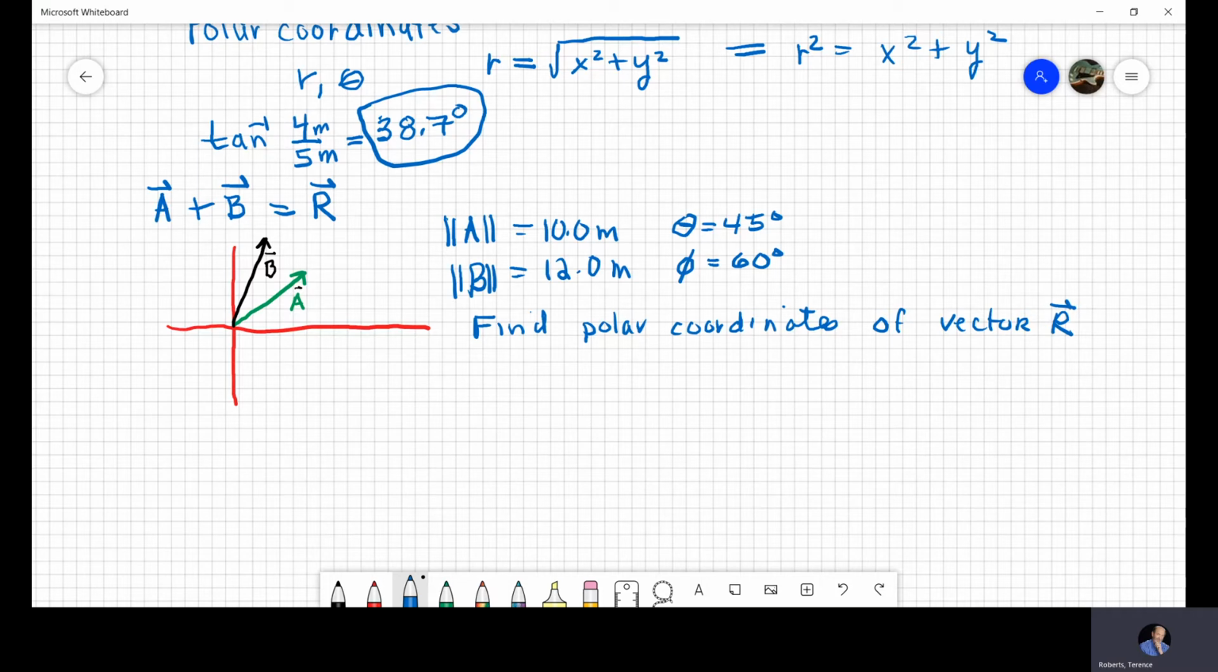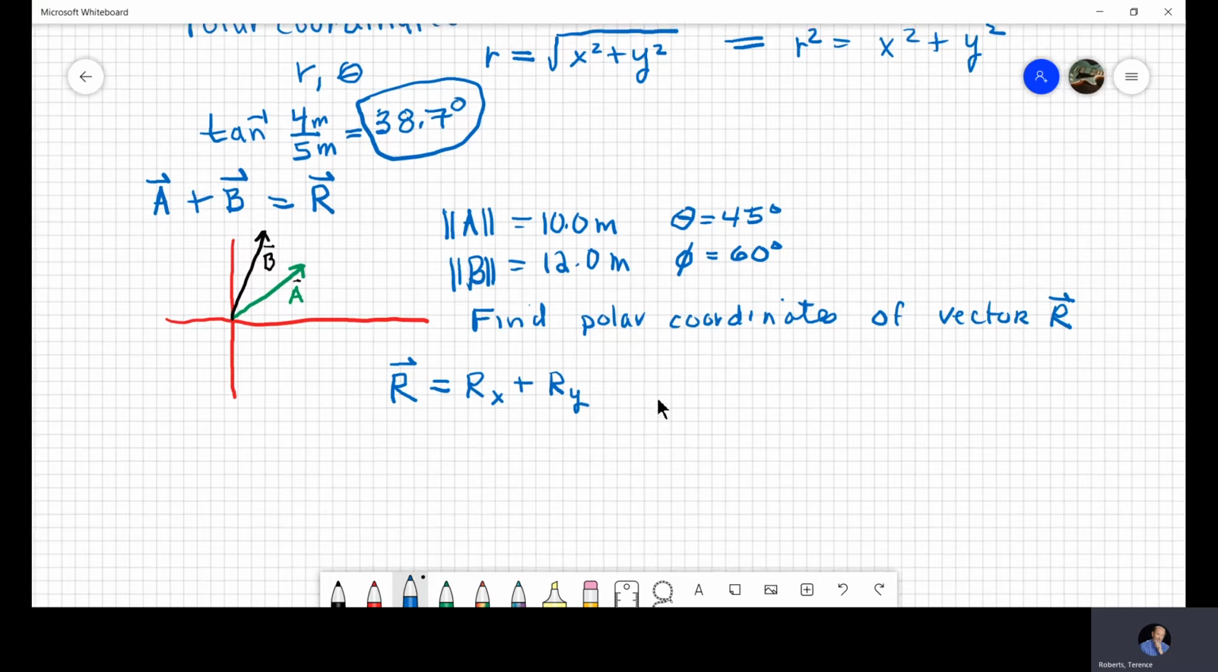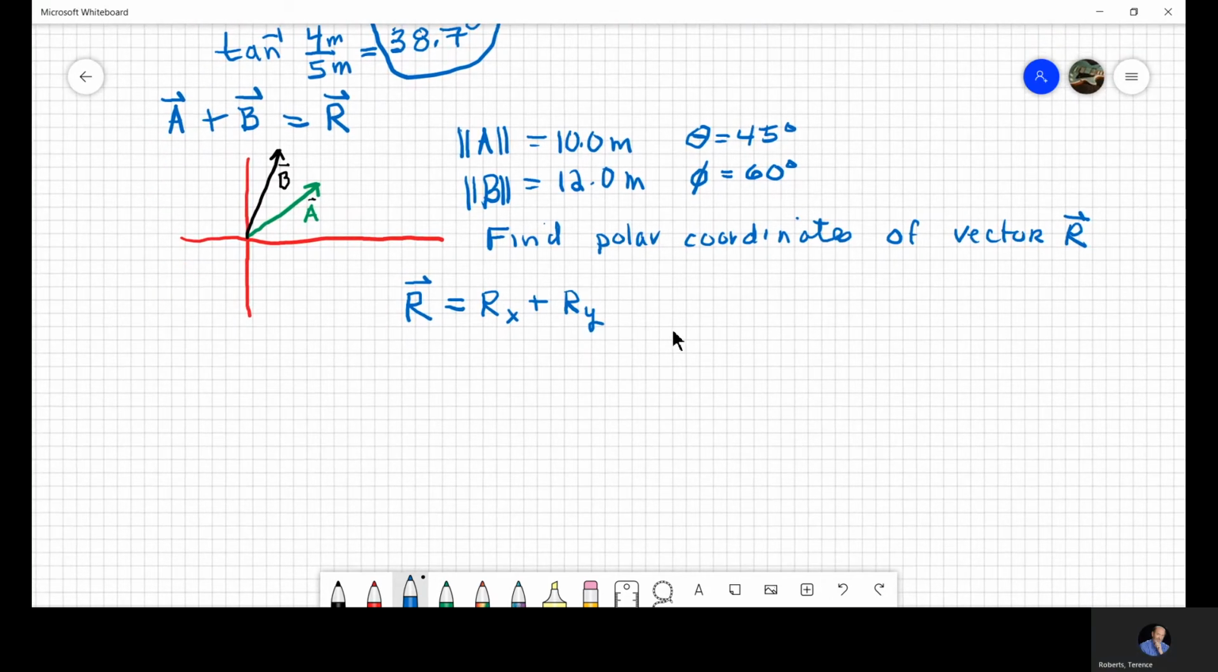Well, first of all, remember that vector R, or any vector, is going to have its vector components, R of x plus R of y. So to find R, we're going to need to find its components. So let's go ahead and do that. Let's start with R of x.